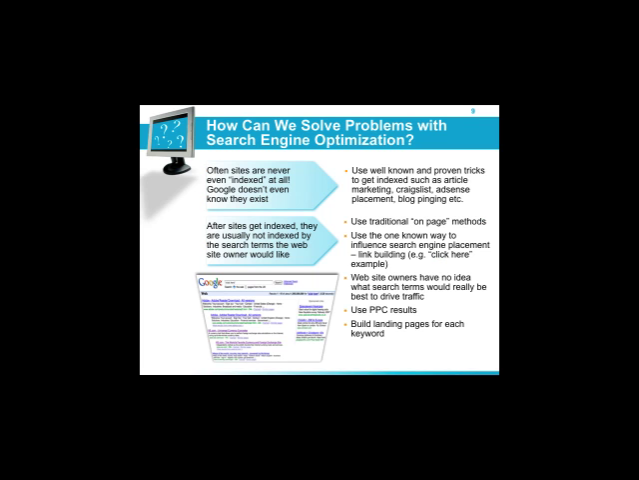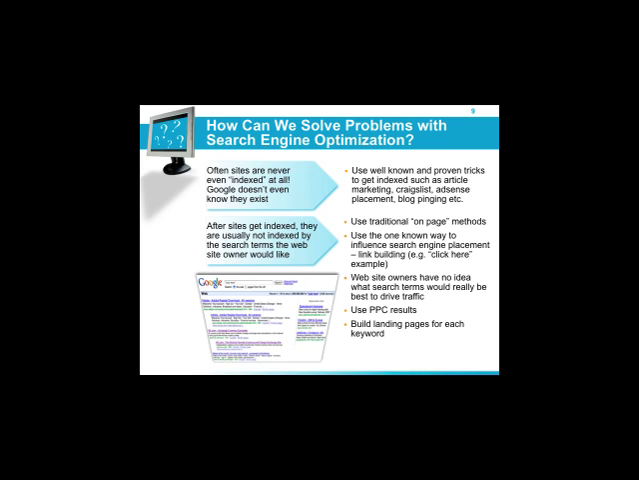Now, how can we solve problems with search engine optimization? For example, when Google doesn't even know a website exists, what you do is you use well-known and proven tricks to get indexed, such as article marketing, Craigslist, AdSense placement, blog pinging, etc. There are ways to tell Google, hey, look, this page exists. There are certain ways you can do that.